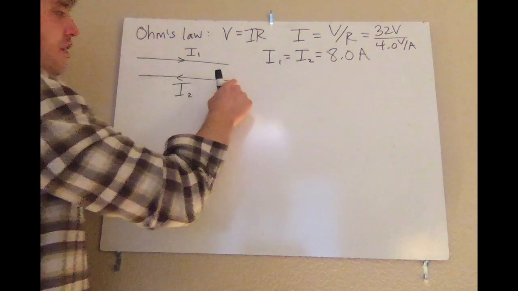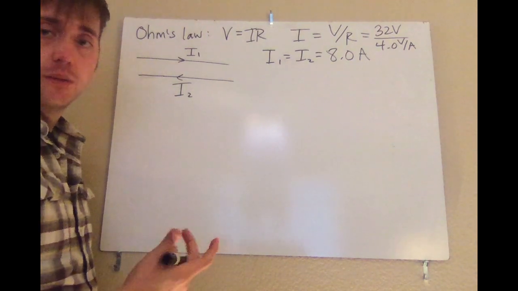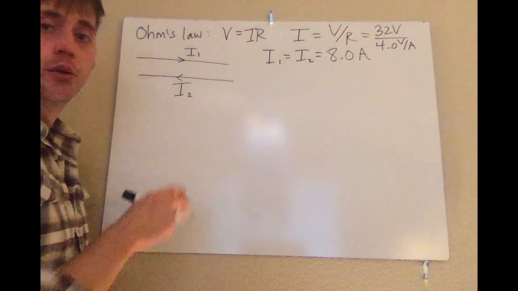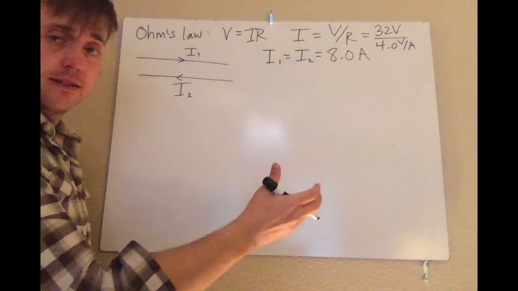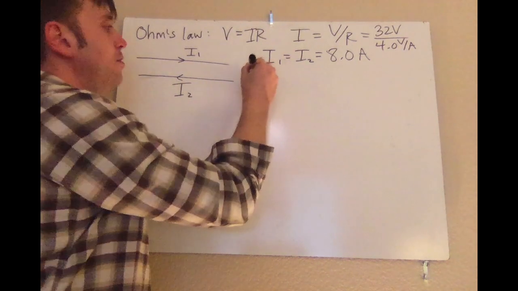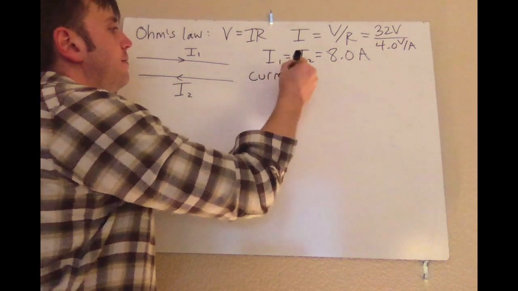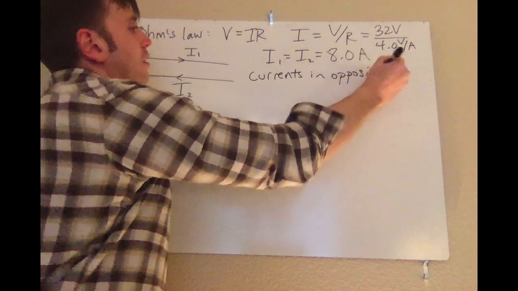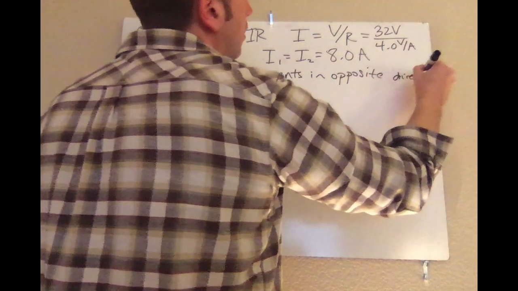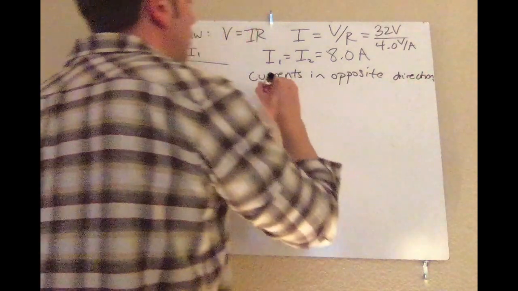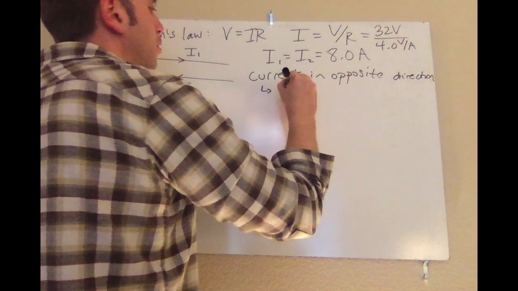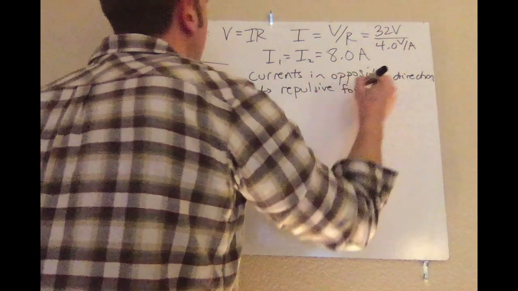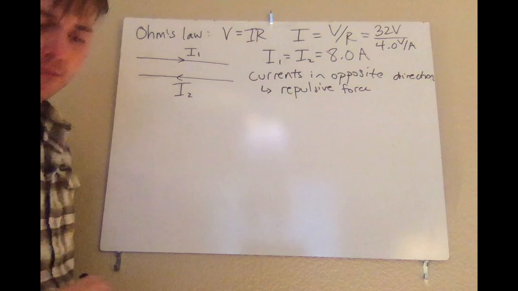Is it attractive or is it repulsive? We learned just a second ago that if the currents in these two parallel wires go in the same direction, they attract. If the currents are going in opposite directions, which is the case here, that implies there is a repulsive force. So they're going to be repelled from each other.